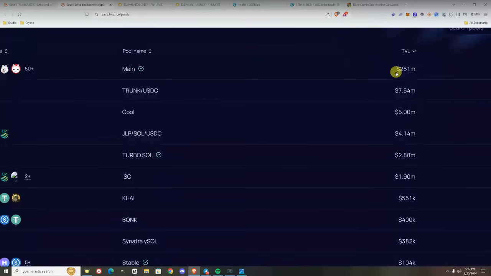But Trunk is that frictionless token. There's no fee collected. There's no taxes, right? And that's what makes it easy to put it over onto Solana chain. That's what makes it easy to have a pool like this on save.finance. And so Trunk, as we get those LPs drained out, this should fly in a parabolic fashion.